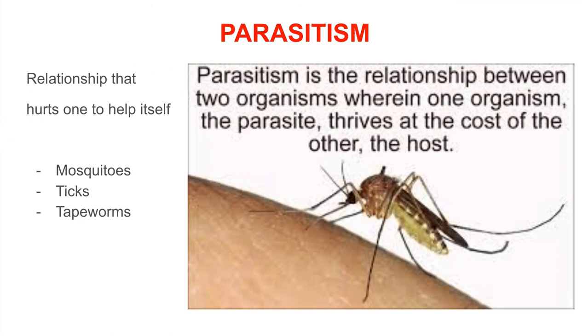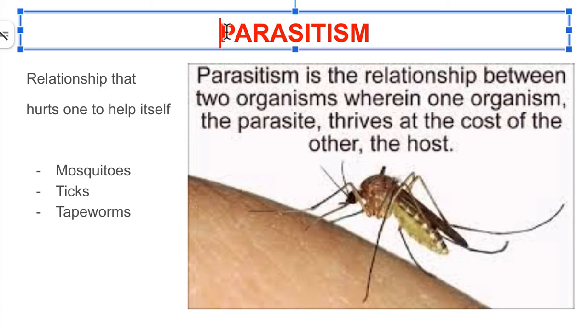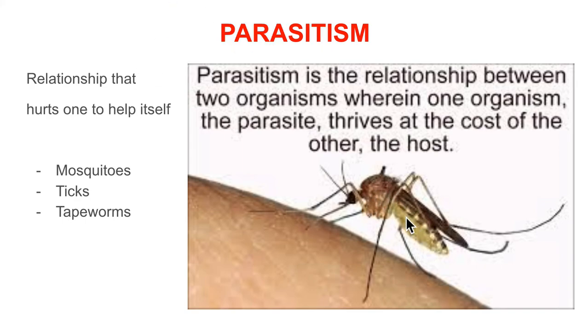Now we're going into relationships, and there's 3 of them. The first one is called parasitism. So the key word here is a parasite. You guys should know what parasites are. Like a good example is a mosquito. They suck your blood. That's how they get fed.